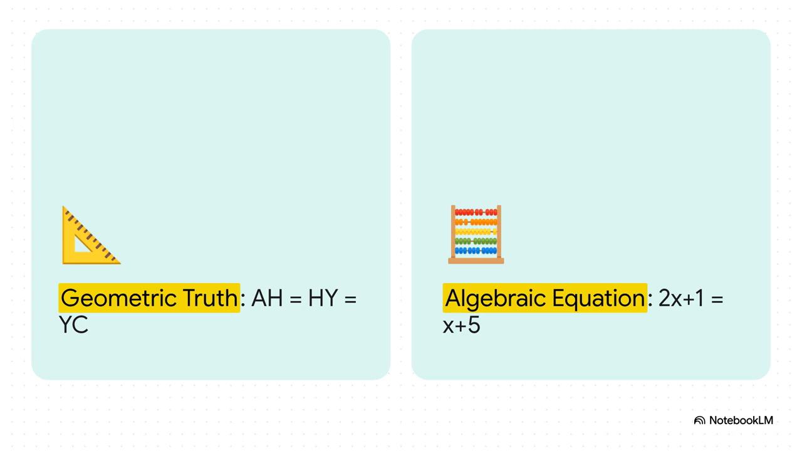Let's take a quick second to breathe here, because this is how we build the bridge between shapes and formulas. Our geometric truth on the left, the fact that segment AH must perfectly equal segment HY, well, that directly gives us permission to set up a simple algebraic equation on the right. Because the geometry literally dictates they are equal, we can just write it out. 2x plus 1 equals x plus 5. Basically, geometry gives us the permission, and algebra is going to give us the answer.